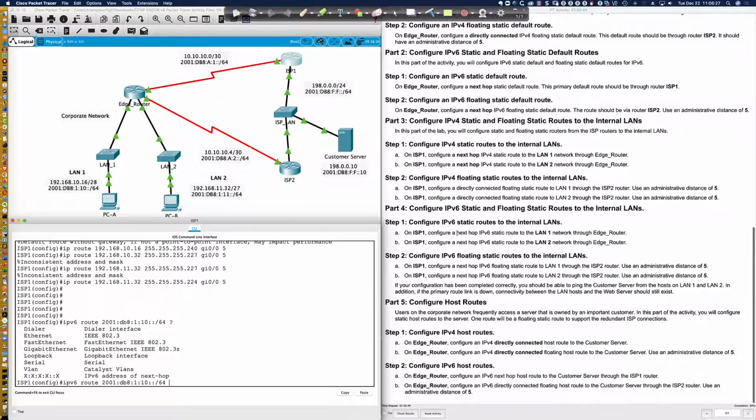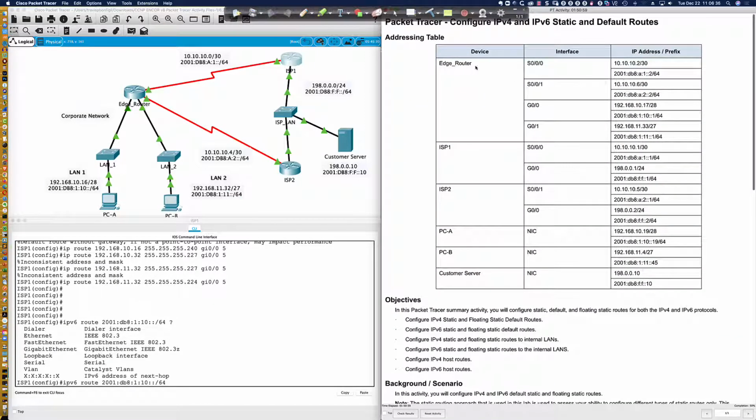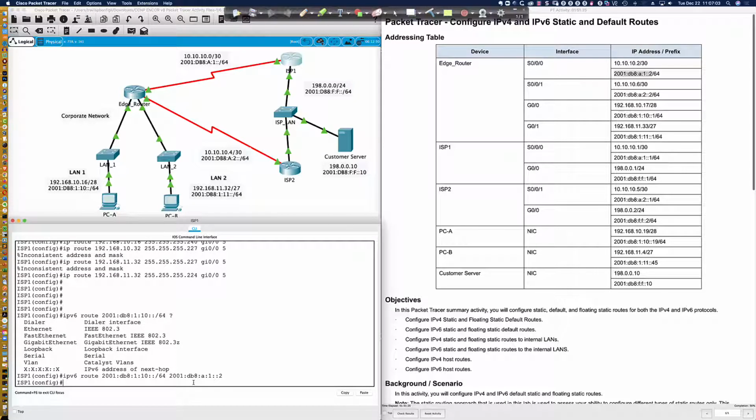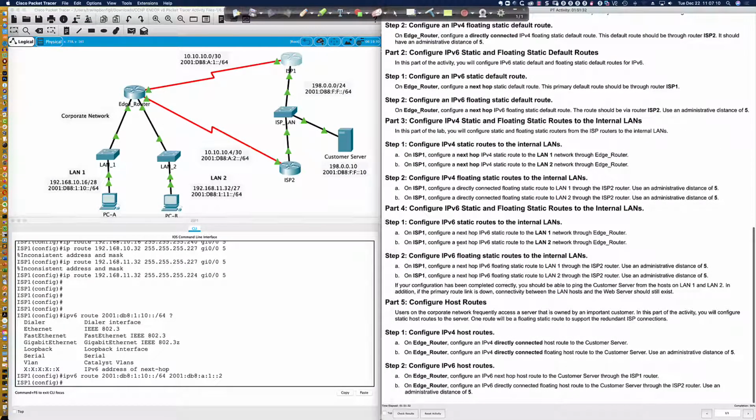Now let's take a quick look, let me make sure I don't diverge here. A next hop. Okay, so we're going to do a next hop IPv6 static route to the LAN 1 network through the edge router. And so we'd have to go back up here in the addressing table, and we need to get the edge router's serial 0/0/0 IP address, which is going to be that value right there. So let's say 2001:db8:A:1::2. Now, no prefix length here because I'm giving it the next hop IP. And so that would be our syntax. We're going to know right away here whether we go from 50 to 56, which we just did. So we're good there.